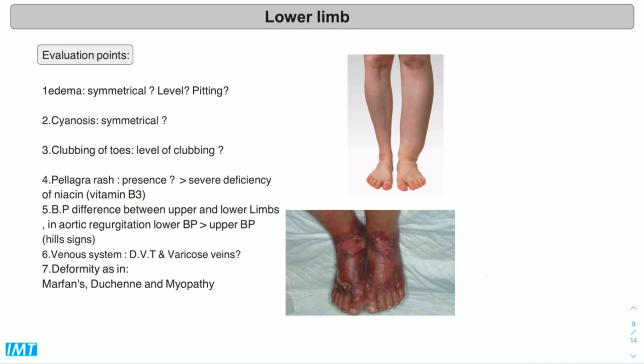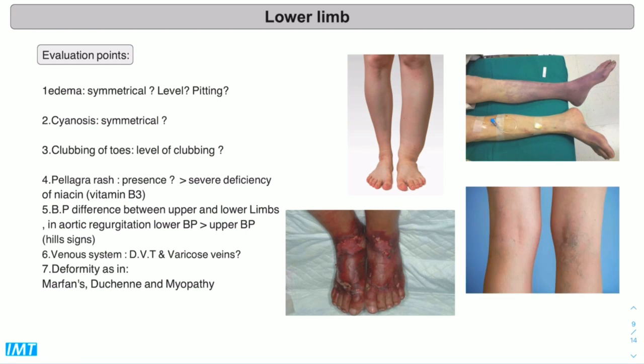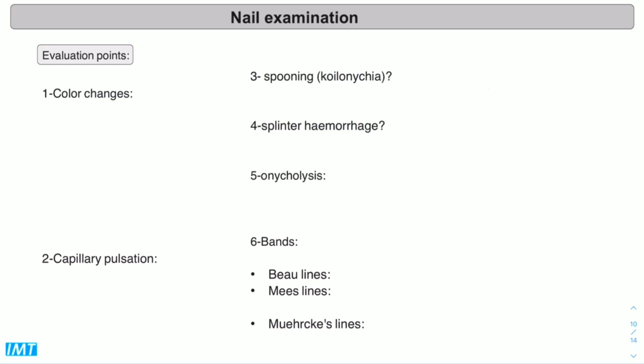You can see here the edema on one side. You can see here cyanosis on one side also. And here you can see asymmetrical varicose veins. Next, let's talk about nail examination. In nail examination, we have 6 points to remember. First of all, color change. Is there any change?